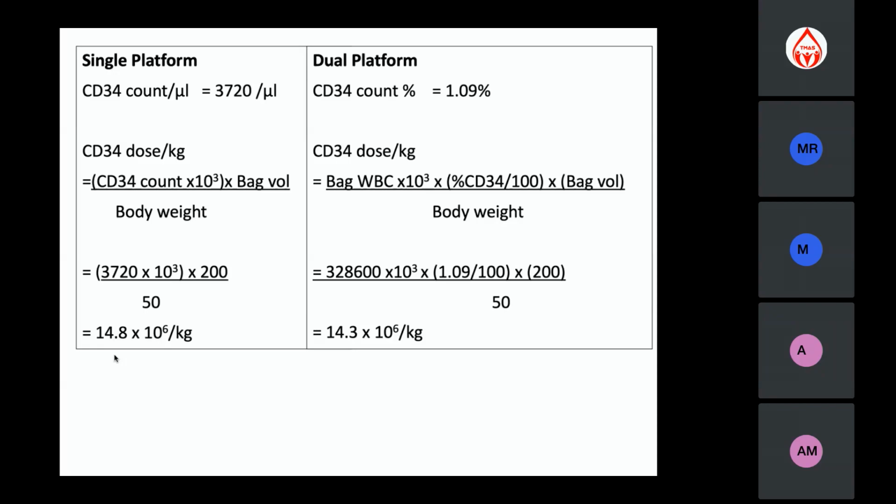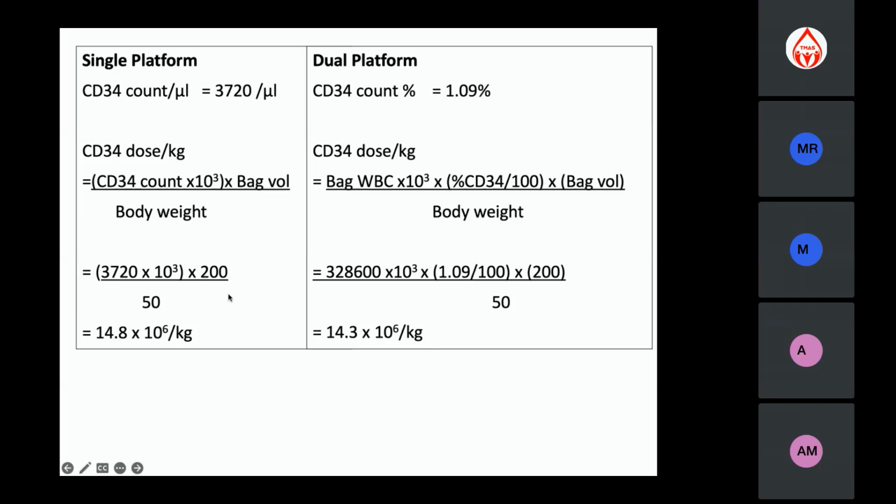There will usually be differences when we use a single platform or dual platform for estimating CD34 dose, because in single platform both the WBC count as well as the percentage are obtained from the flow cytometer, whereas in dual platform we get the CD34 percentage from the flow cytometer, whereas bag WBCs are obtained from a cell counter, hematology cell analyzer. So we have two different equipments here, so usually we have minor differences when we estimate the CD34 dose.